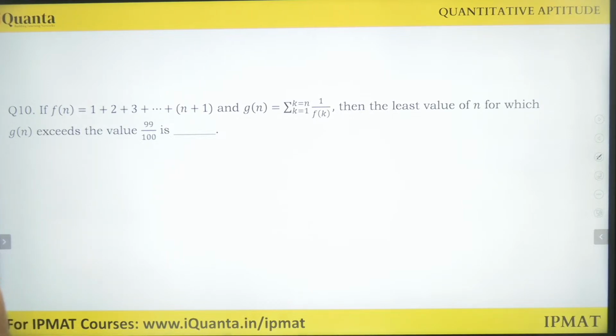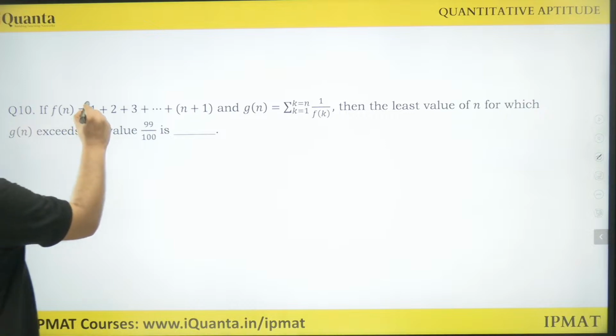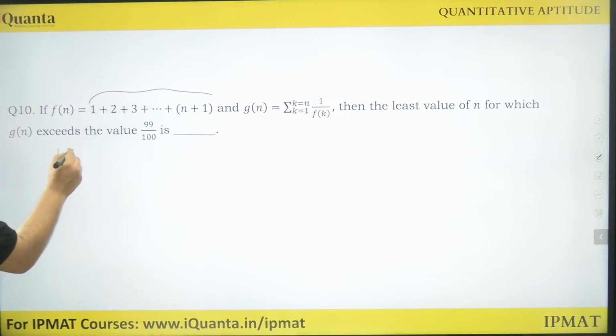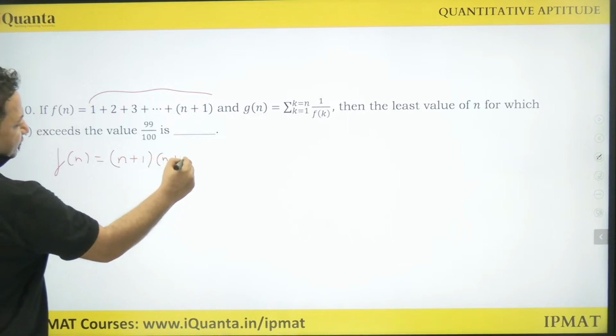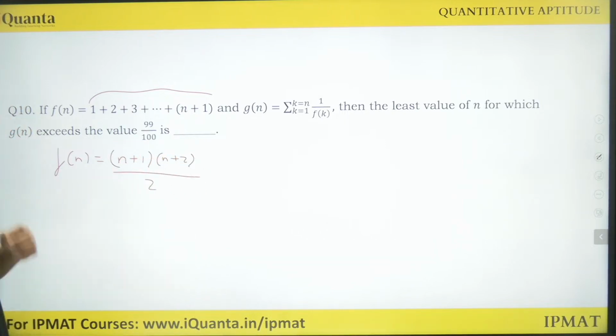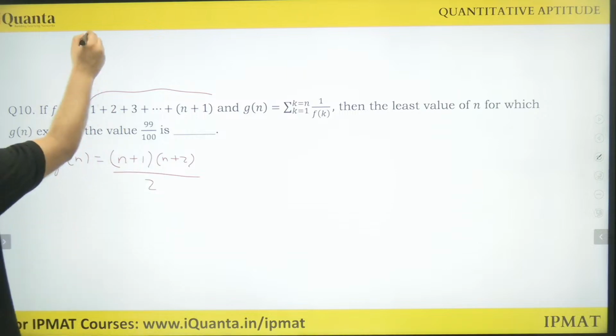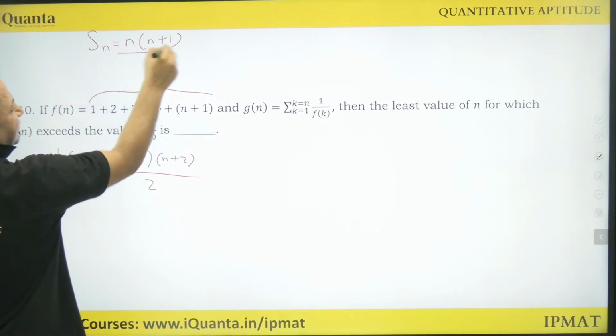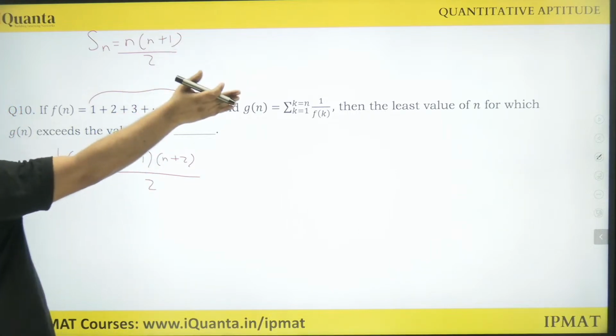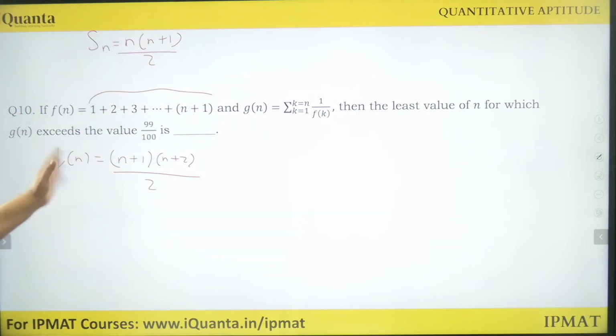If Fn is equal to 1 plus 2 till n plus 1, so I can write Fn to be equal to n plus 1 multiplied by n plus 2 by 2, right? This is the sum of n plus 1 natural numbers. All of you know that. Sum of n natural numbers is how much? It's n into n plus 1 by 2, right? And here we have n plus 1 natural numbers, so I'll replace n with n plus 1. This is what we got. That's the value of Fn. Clear?